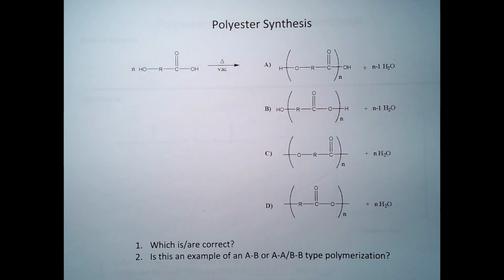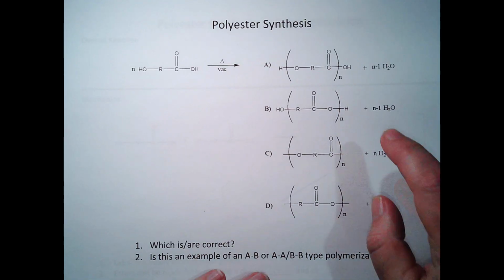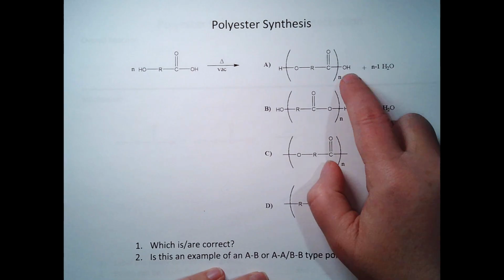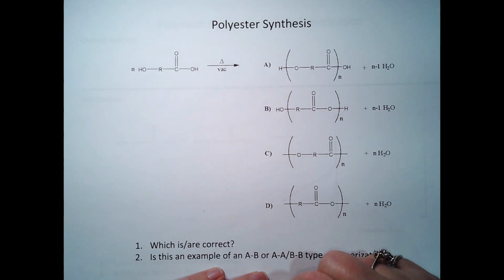Okay, so let's take a look at this problem and figure out which of these answers are correct. In fact, this was sort of a trick question, and all of the answers are correct. The first thing I want to address is the end groups. So answer A and B have the end groups specifically drawn out.